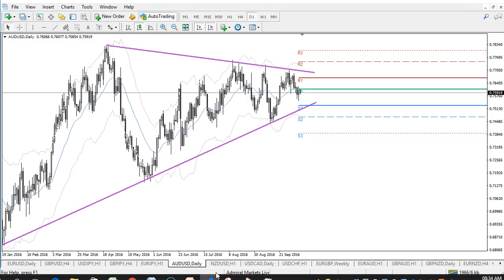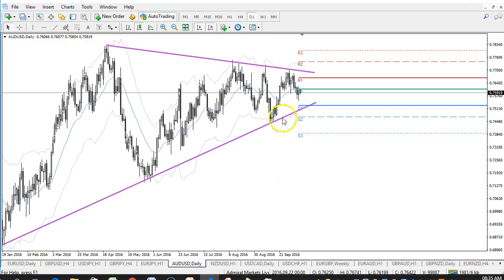Now I'm getting to a point where I think the pattern could be close to completing. If you look at the lines here, they're getting closer to each other. At one point, this has to start moving again, I think, and the Aussie could be close to that moment. I'm not sure if it's this week, but I think it's going to get close to that point.